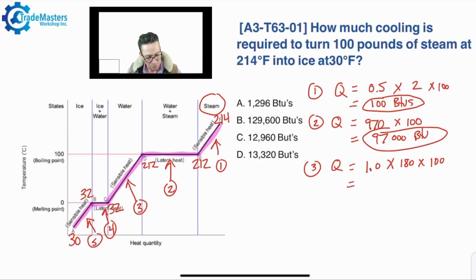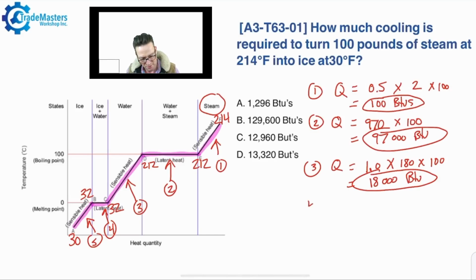So we got to carry that 100 pound multiplier in every step of the way here. So let's multiply that out. We got 180 times 1, which is itself, times another 100 pounds. So we got 18,000 BTUs being removed in step 3. We're getting close to the finish line here.